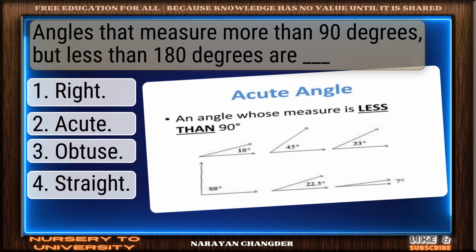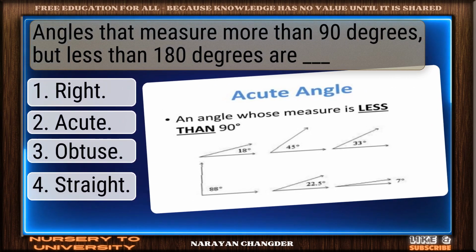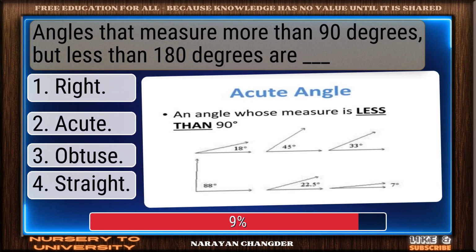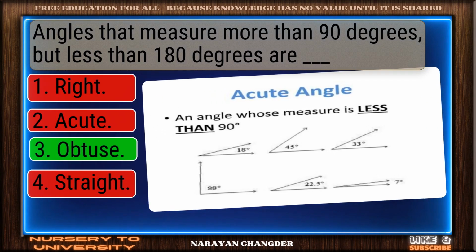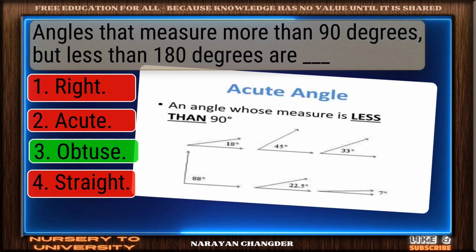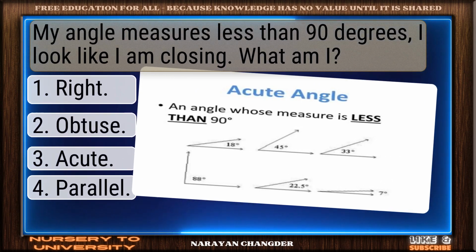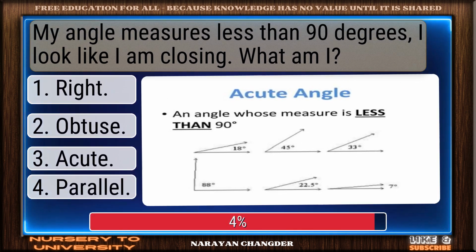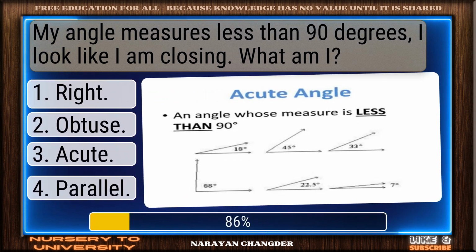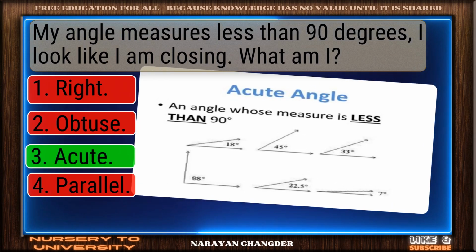Question number 73. Angles that measure more than 90 degrees but less than 180 degrees are dash. Correct. Obtuse is the right answer. Question number 74. My angle measures less than 90 degrees. I look like I am closing. What am I? You're right. Acute is the correct answer.